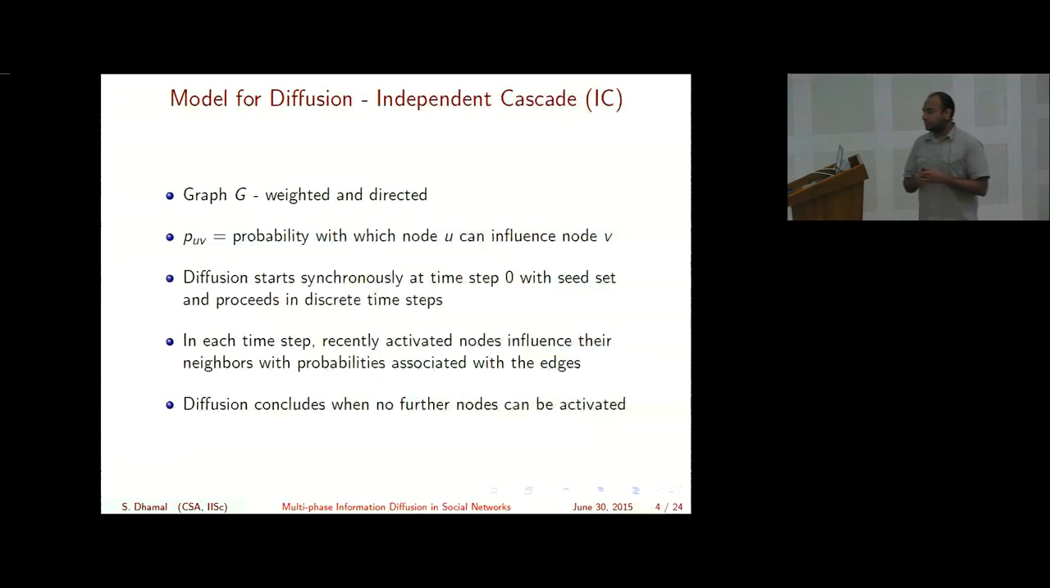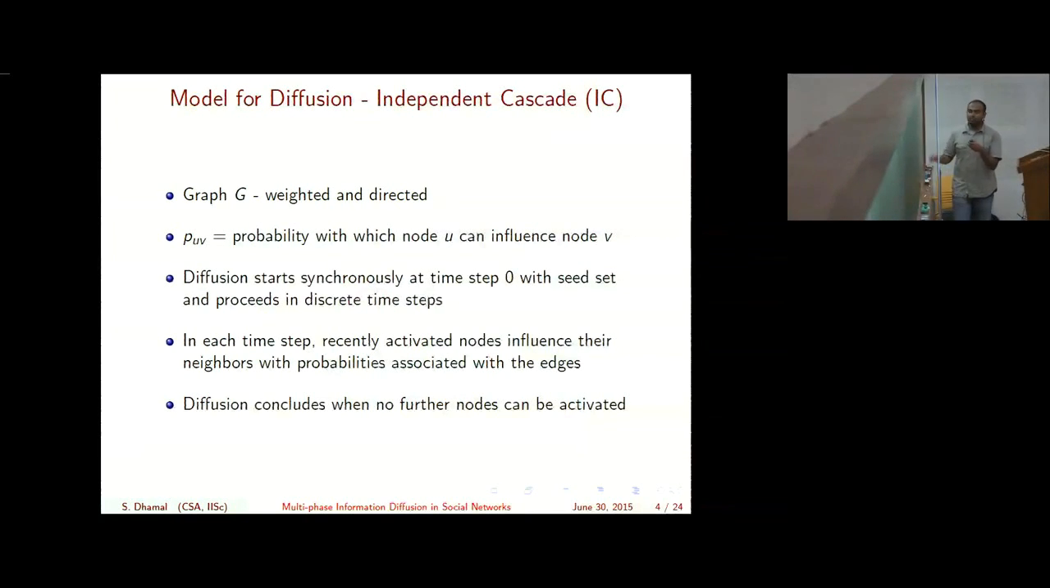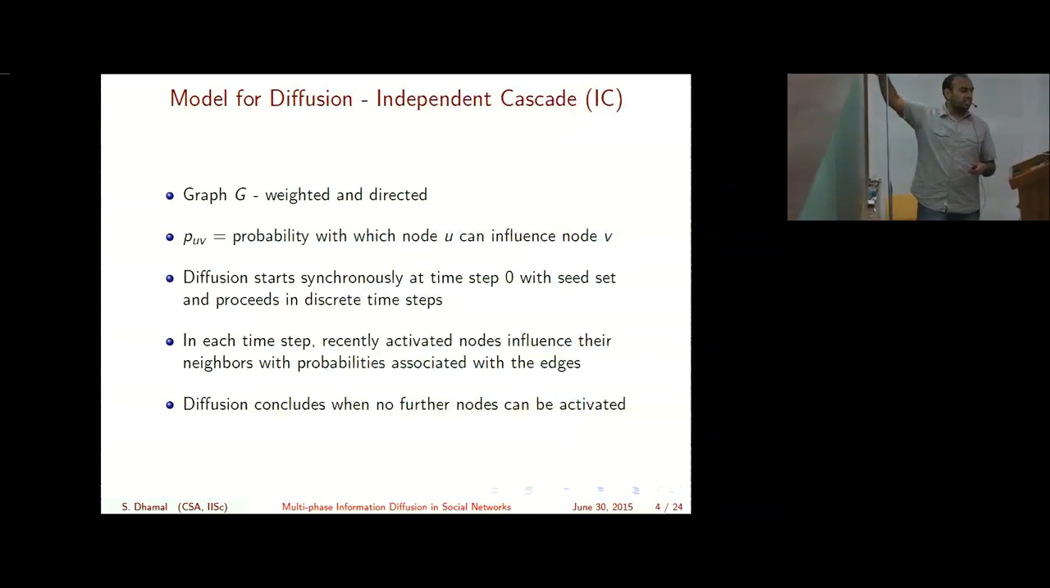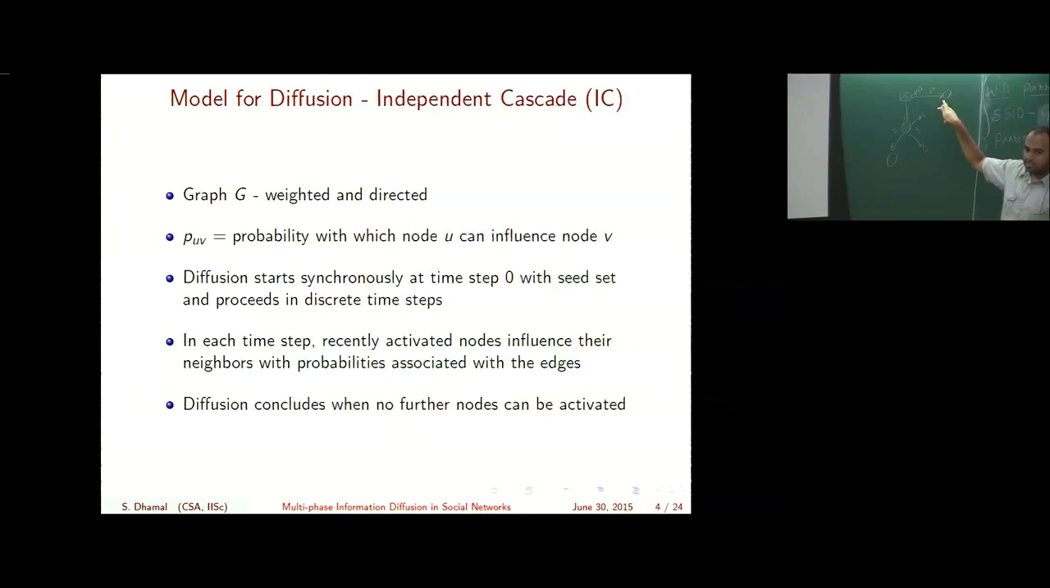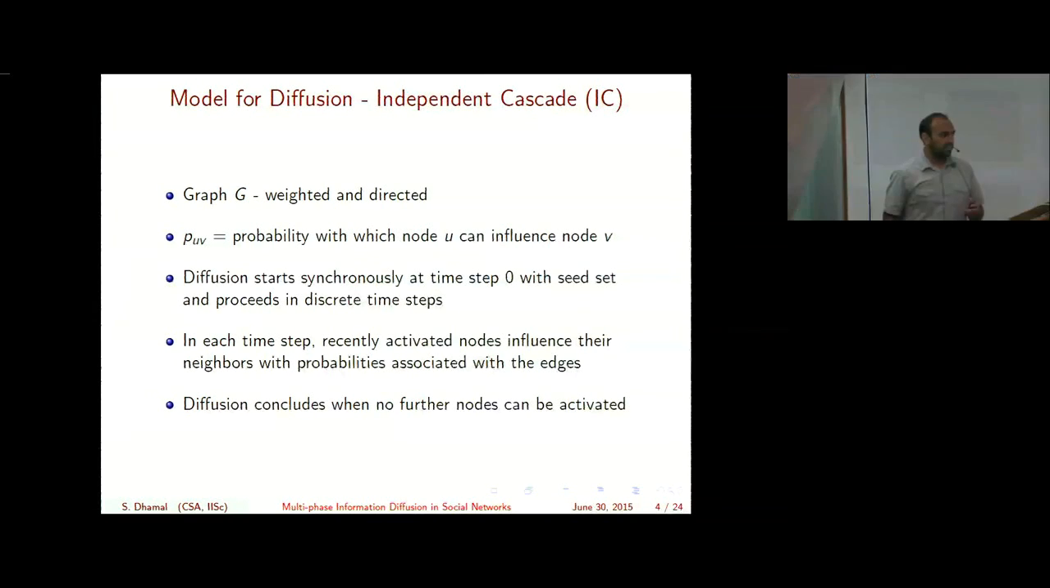Okay, so this process proceeds in time steps. At time step 0, the seed nodes are given the product. In time step 1, he buys the product. So what it means is that if there was some other node here, with probability 0.2 he's going to influence. If in the first time step he was not able to influence him, he cannot influence him further. He was a recently activated node only for time step 0, just the previous time step.